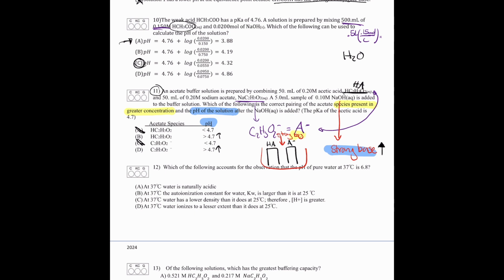So a base is going to react with an acid, so this amount is going to go down, right? Just showing that it's getting used up as it reacts with the strong base being added. So the one that's going to be present in a greater amount is the A minus, because it wasn't used with the addition of the base. And so that's why the answer is D.